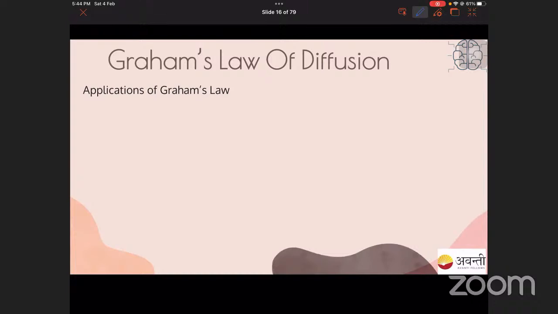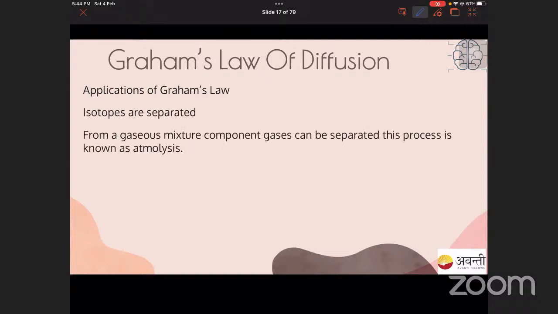So in that way, we use Graham's law to differentiate between different types of gases based on molecular weight. Because based on molecular weight, the velocity of the gases changes. Due to that, the rate of the gases changes, so that we can separate the gases. Now, this process is called atmolysis. You can note this down. Isotopes are separated using Graham's law, as well as for a gaseous mixture, component gases can be separated. This process is known as atmolysis.